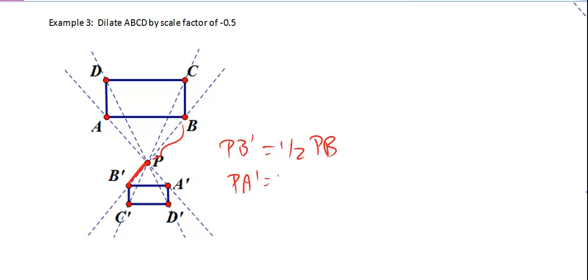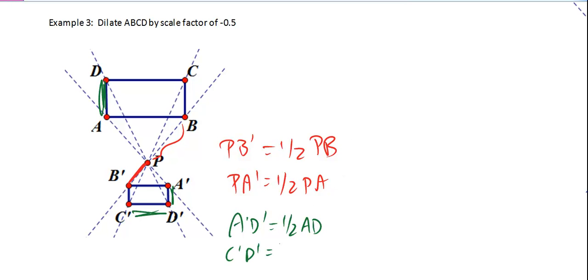PA prime is half of PA, and so on. My side lengths are still half, right? A prime D prime is still exactly half of AD, and I could keep doing that with all of them. C prime D prime is exactly half of CD, but it's in the opposite direction, and because of that it's in a different location, which is a little bit rare.